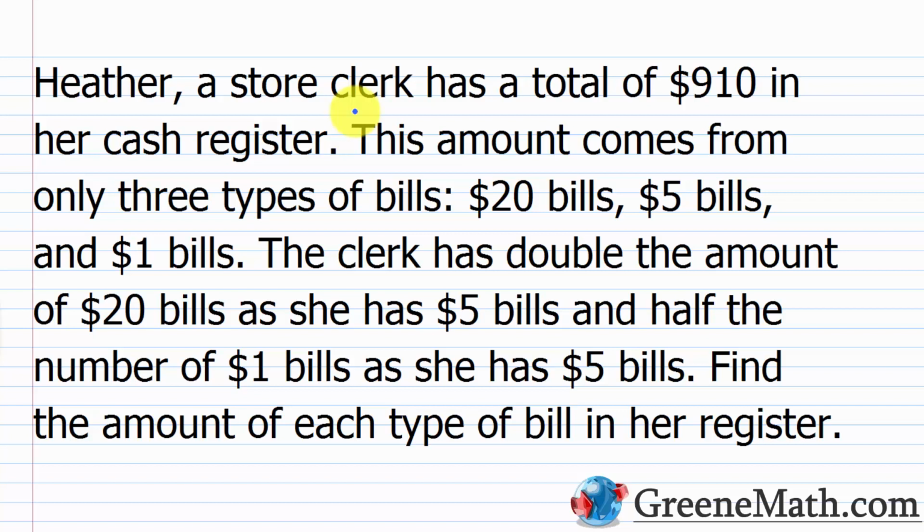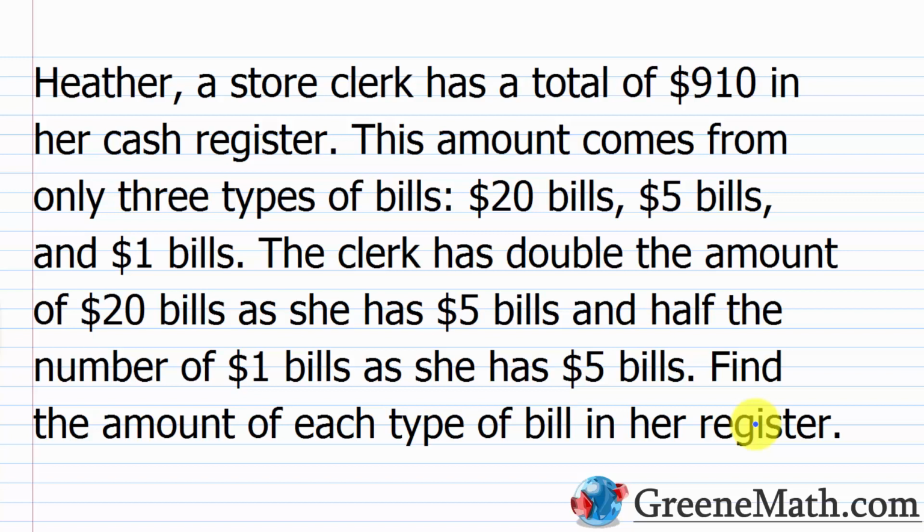Let's jump in and look at the first example. Heather, a store clerk, has a total of $910 in her cash register. This amount comes from only 3 types of bills: $20 bills, $5 bills, and $1 bills. The clerk has double the amount of $20 bills as she has $5 bills, and half the number of $1 bills as she has $5 bills. Find the amount of each type of bill in her register.